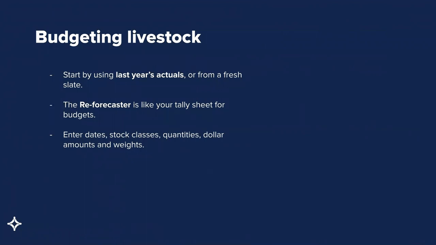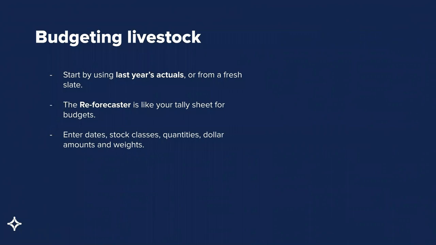So far we've been really focused on entering in data. We've looked at entering in actuals, and now we're looking at building out a budget. But with the reforecaster, it's a really quick way to put in those dates, the stock classes, the quantities and the weights and things associated with those transactions in order to make the budget nice and detailed so you can get some really good reports out of Figured.